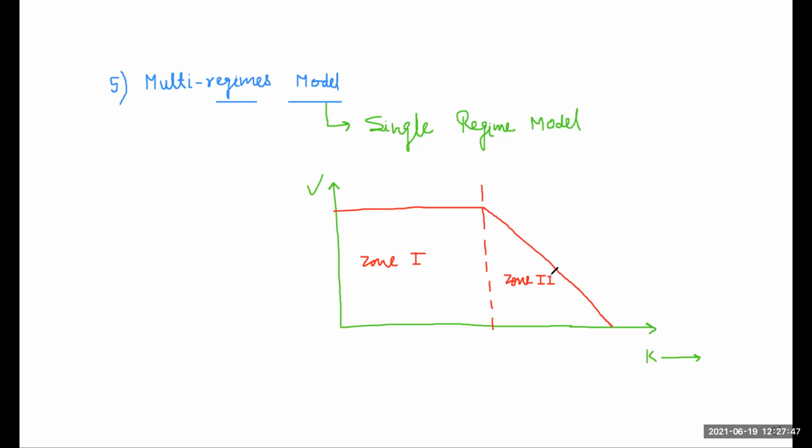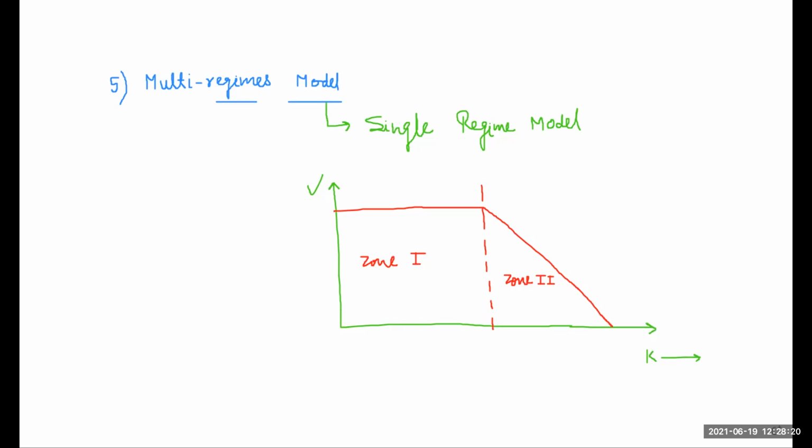This is zone 1, this is zone 2. So basically, all the above models, that means the Greenshields model, Greenberg model, Underwood's exponential model, and the last one is the Pipes generalized model, are all based on the assumption that the same speed-density relation is valid for the entire range of density in traffic study. Hence, these models are also known as single regime models.